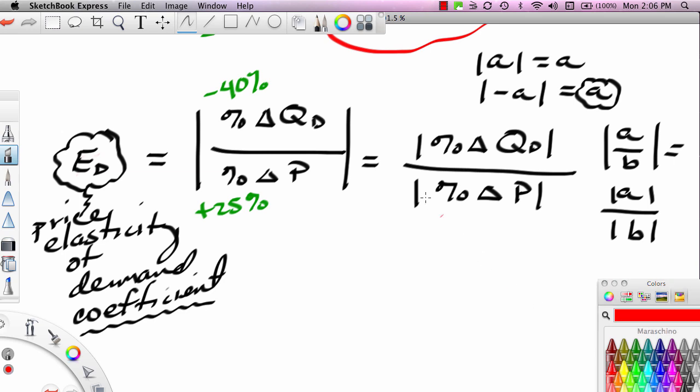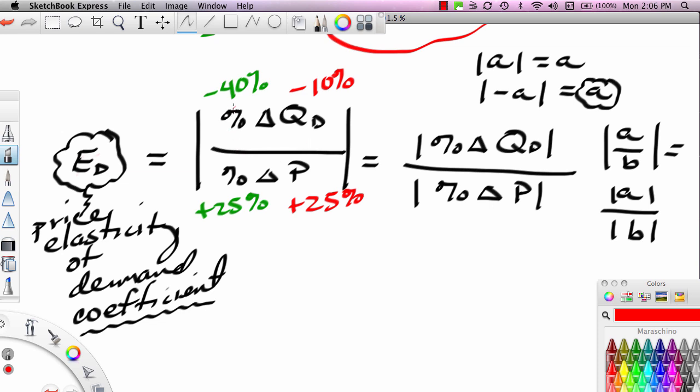Okay? Now let's go to the other case. We looked at the price insensitive case. Remember, the price went up by 25%, but buyers only bought 10% less. They were not sensitive to price. Again, get rid of the negative sign because this is an absolute value calculation. 10% to 25% is actually a number that is what? A number that is less than 1. Actually, if you calculate that, that's going to be 0.4.